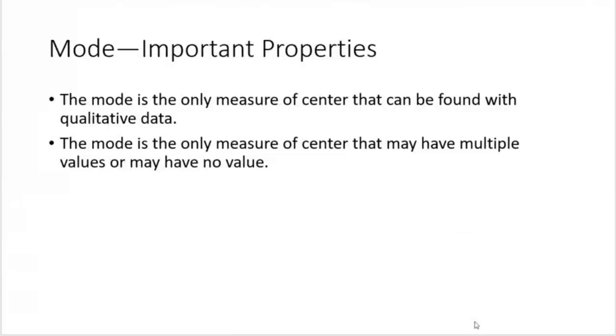The mode is the only measure of center that you can find with qualitative data, which means you don't have to have numbers to find a mode. You could take a survey and ask a lot of people, what is your favorite color? And you can still come back and say, the response that occurred most frequently was. And when you can say what occurs most frequently, even if it's not a number, that's the mode. So mode is the only one that doesn't have to have numbers. It's the only one that works with qualitative data. And it's the only measure of center that can have more than one value or no value at all.